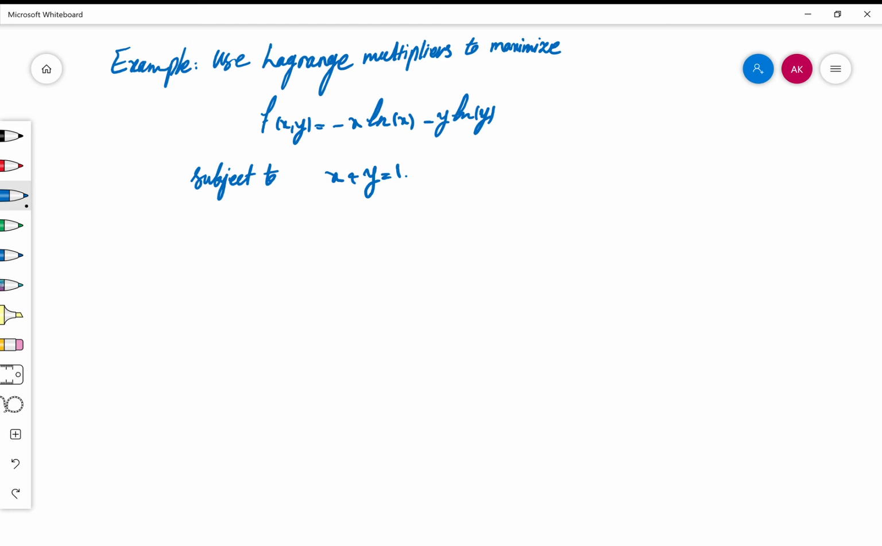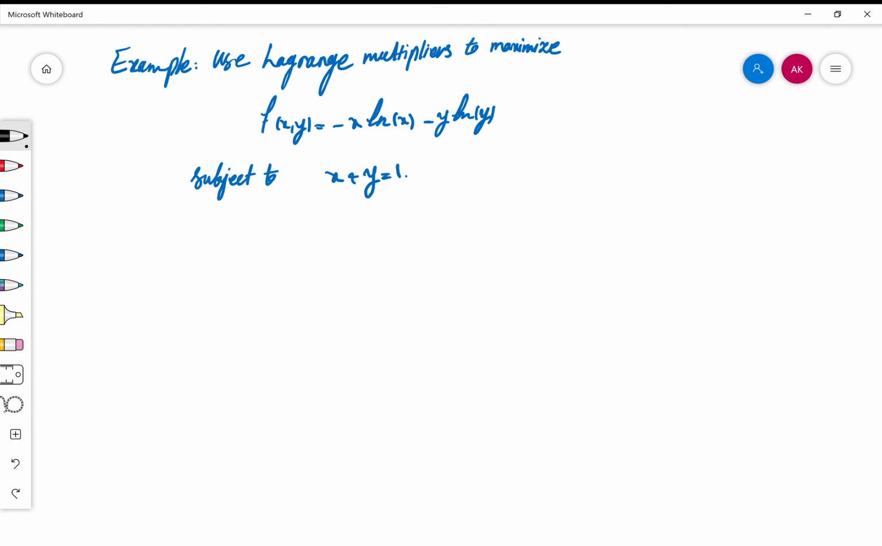In this video, I will do an example for the Lagrange multipliers. The question says use the Lagrange multipliers to maximize the function minus x ln x minus y ln y subject to the constraint x plus y equals 1.